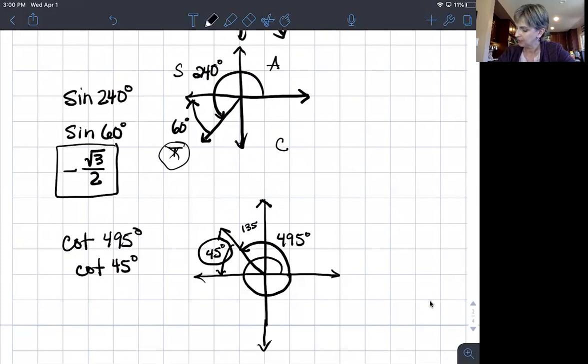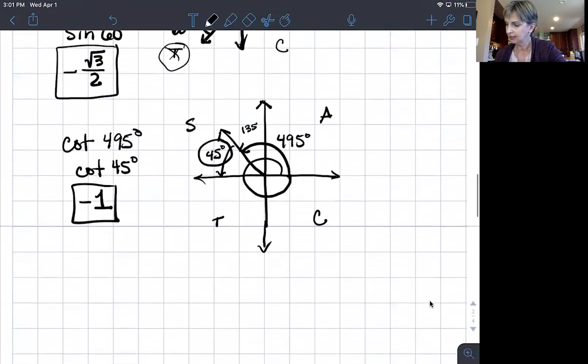The cotangent of 45 degrees is 1. And is cotangent positive or negative in quadrant 2? All Students Take Calculus. Oh, sine is positive in quadrant 2, not cotangent. So that means it's negative.